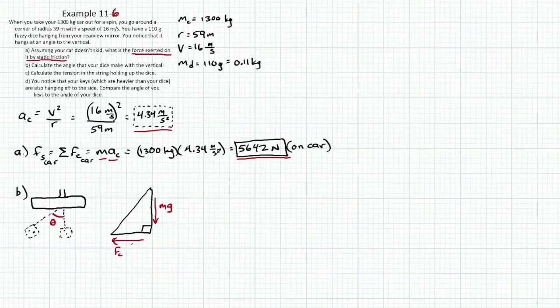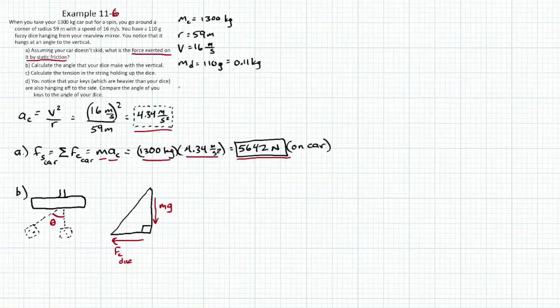Okay, now we calculated up here the net centripetal force on the whole car. And that was by taking the mass of the car times the centripetal acceleration. Well, we can do the same thing by finding the centripetal force applied to the dice. I'm going to write that tiny down here. Dice. Okay, well, what would the centripetal force applied to the dice be?